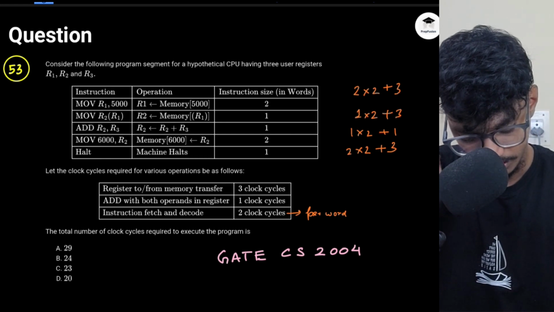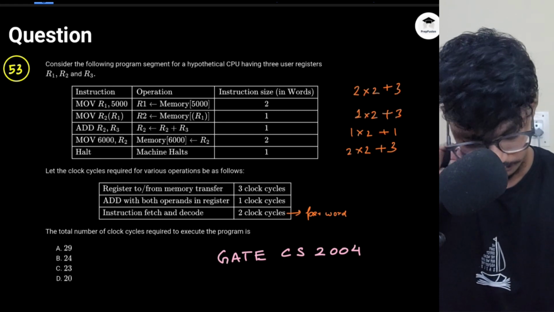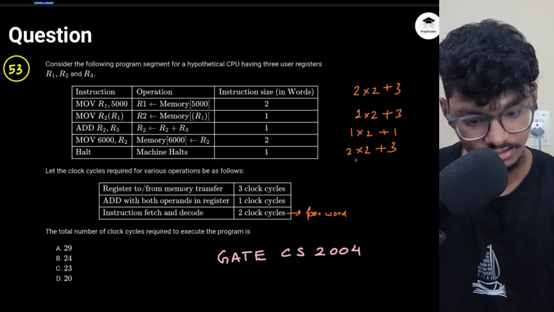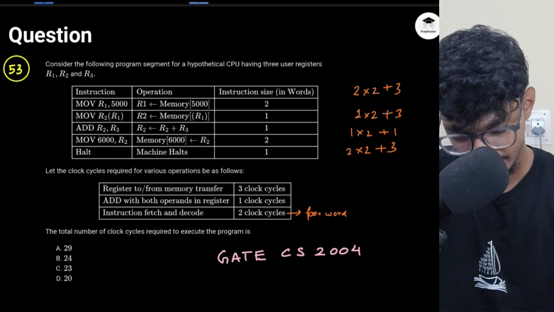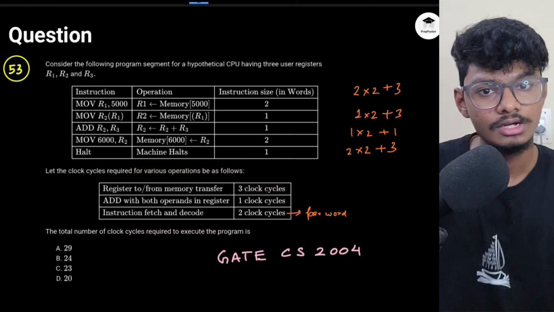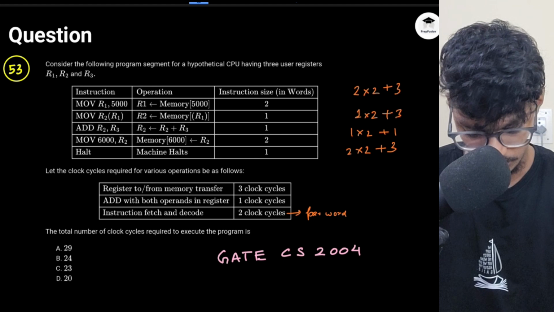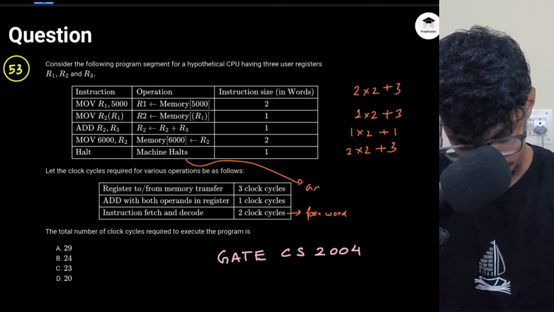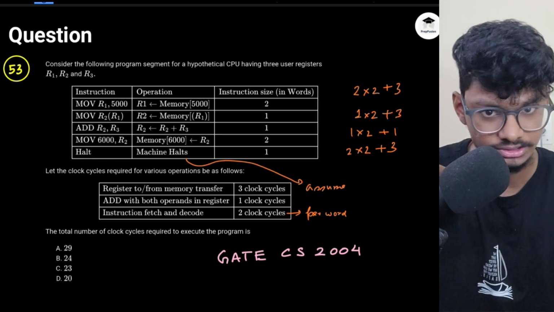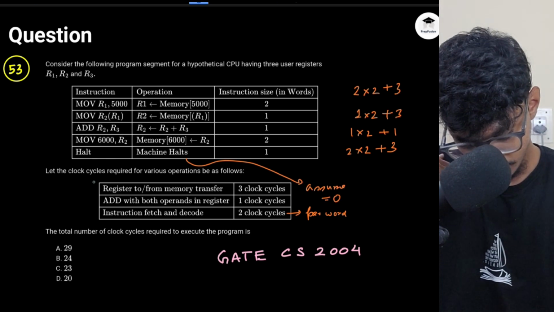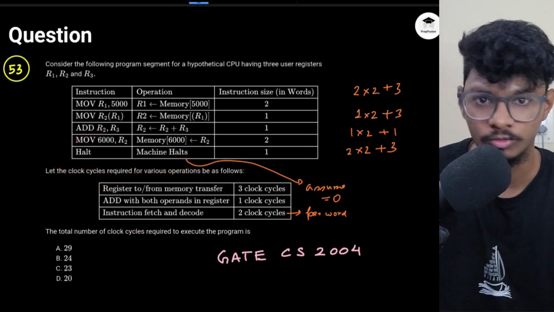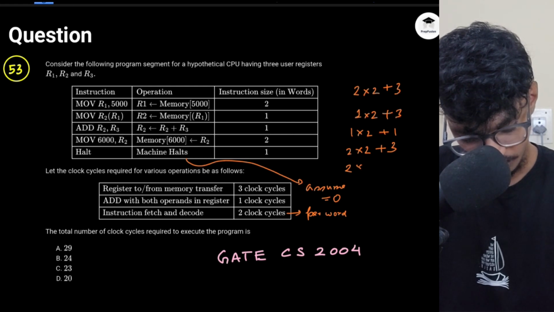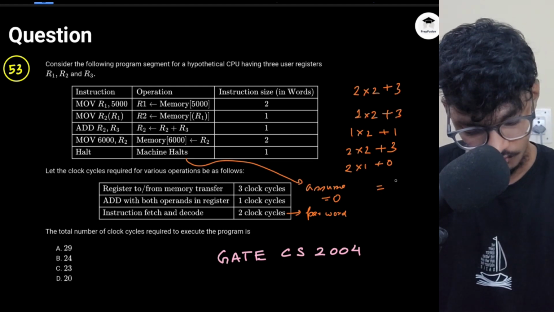Remember this, for hold we only need to fetch. We only take some time to fetch the result. They have not mentioned how many clock cycles I will require for hold to complete, so I will assume 0. Obviously I have to fetch the instruction, but after fetching, how many clock cycles will be required for this operation they have not mentioned, so I will assume 0. So to fetch it, it is a 1 word instruction, so it will be 2 times 1 plus 0. So overall what result will I get?